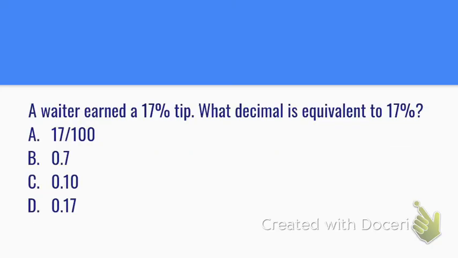Okay, next one. A waiter earned a 17% tip. What decimal is equivalent to 17%? All right, so percent is always out of 100, right? So 17% would be 0.17.